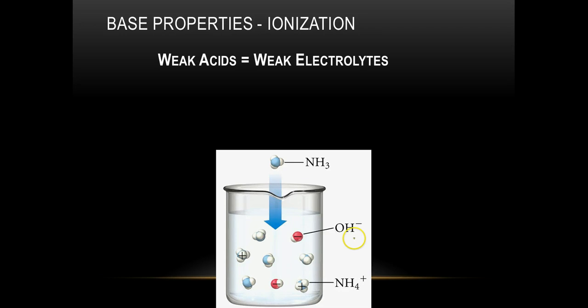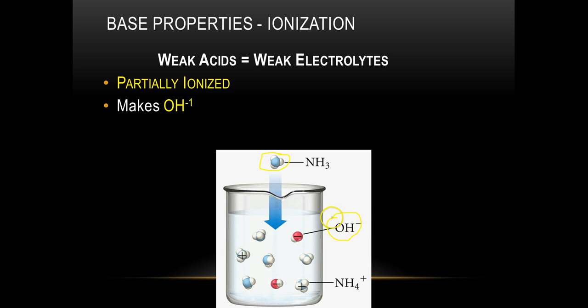Ionization: we do have weak bases. Weak bases are weak electrolytes. They're partially ionized, but they make hydroxide. A classic example of a weak base, like we've seen already, is ammonia. When you put it into water, it will make hydroxide.